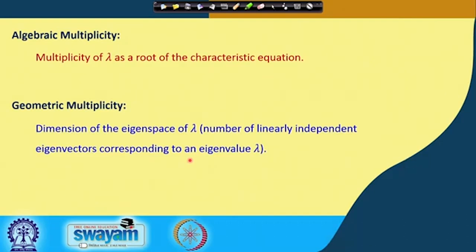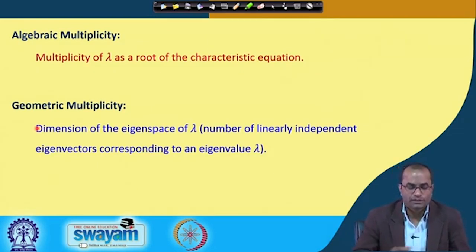So, these are the two numbers which we will now use for telling about the multiplicity of this lambda, because we have seen in several examples that the characteristic roots, the eigenvalues, were repeated. That we can now quantify with the help of the algebraic multiplicity. If, for instance, one root is repeated 3 times, then the algebraic multiplicity of that particular root is 3, and the geometric multiplicity will be the dimension of the eigenspace, or the number of linearly independent vectors we have corresponding to that particular eigenvalue lambda.